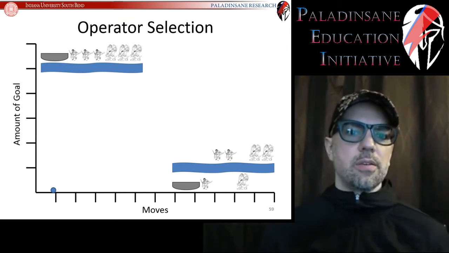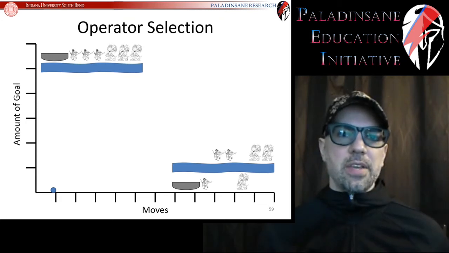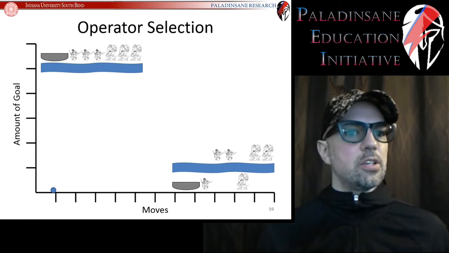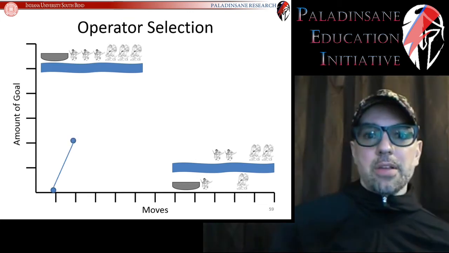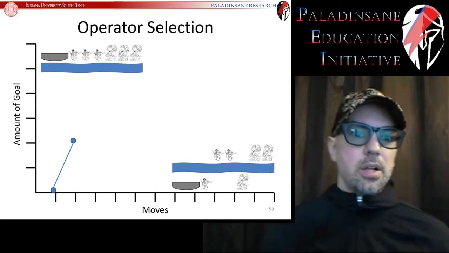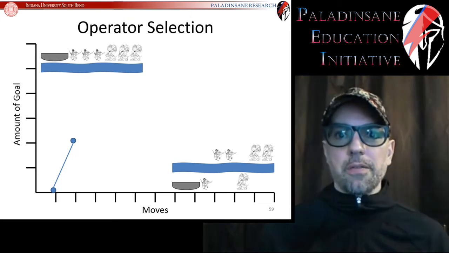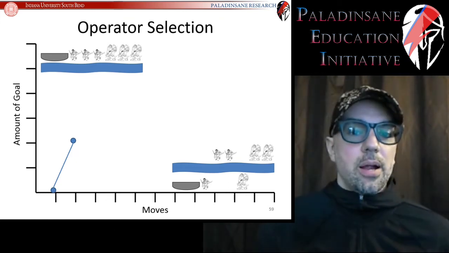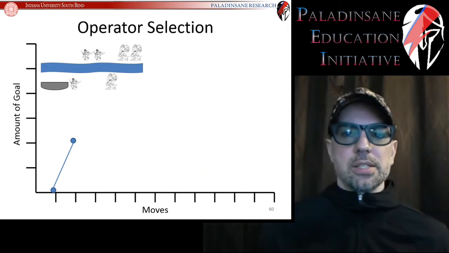We take them across the river. That one move takes us from having 0 of the goal solved to having 2 out of 6 of the goal solved, right? So we went from having nobody on the other side of the river to now 2 people on the other side of the river. So we have gotten closer to our final goal. We now have 2 out of 6. We are 1/3 of the way there. All right, so that becomes our new state, our new intermediate state.